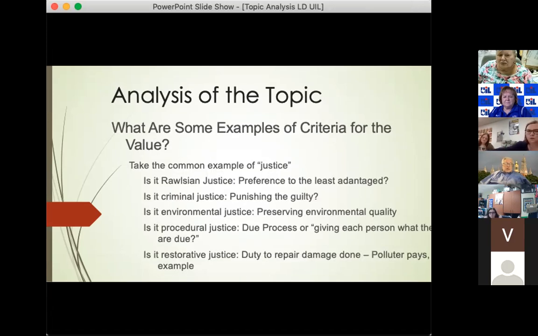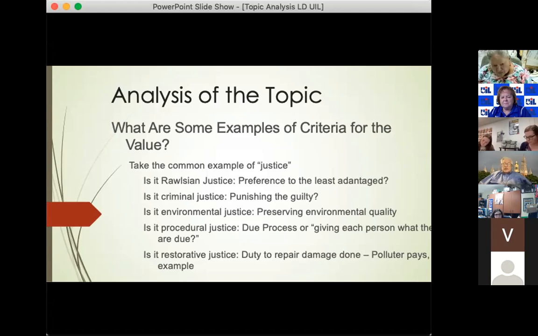Then what is a criteria for a value? Well, for any one of those values we talked about, we could stop and talk about different criteria by which they could be judged. But let me just use the example of justice. If we're talking about justice and we say that's our core value, how will we know if that's been achieved? So these are some of the ways that Lincoln Douglas debaters establish a criteria for a value like justice.